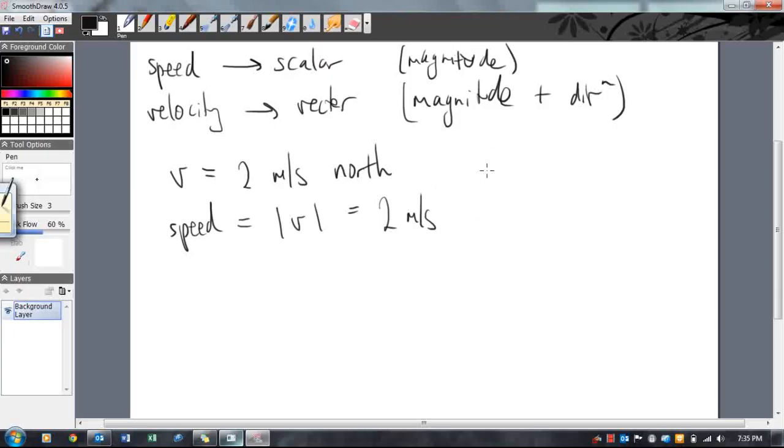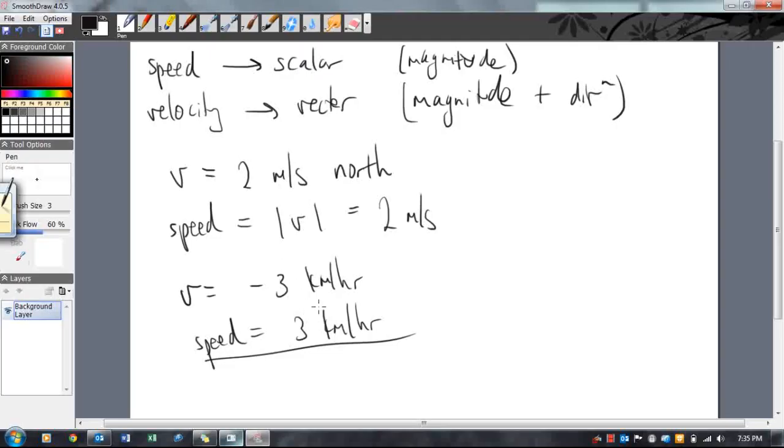Okay, so speed is simply the magnitude. We don't worry about whether it's north, south, east, west, plus, minus, anything like that. So again, if the velocity is equal to -3 kilometers per hour, the speed will be equal to 3 kilometers per hour. It's just the magnitude of it. We don't worry whether it's plus or minus. It's just the modulus of that, if you like. Okay, that's all it is.